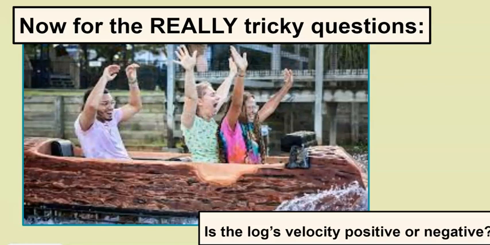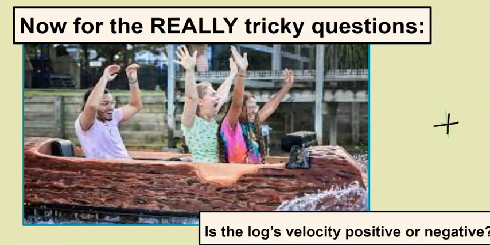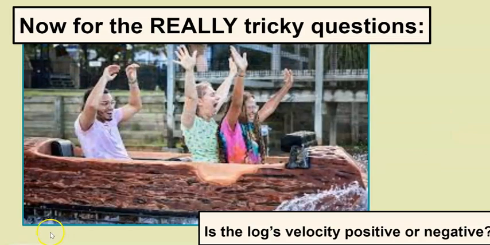Okay, so we're going to think about a log ride, and the log is going from left to right in this diagram. Is the log's velocity positive or negative? Okay, so you might have said we don't know. You have to define a positive and negative direction, right? But the standard direction is to the right is positive, just to match our mathematical number line. So we would most likely say that the log's velocity is positive.